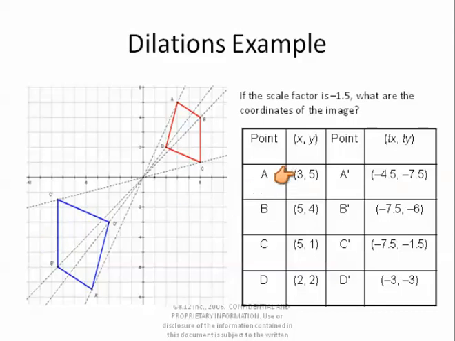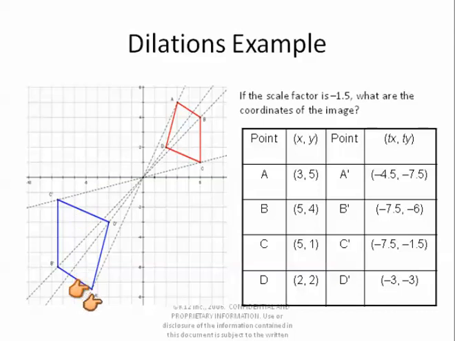So I took the 3, 5. I multiplied it times 1.5. 3 times 1.5 gives me negative 4.5. 5 times 1.5 gives me negative 7.5. Guess what? I know where my new point's going to be. It's on that line and it's right there. And my point right there is at negative 4.5, negative 7.5.